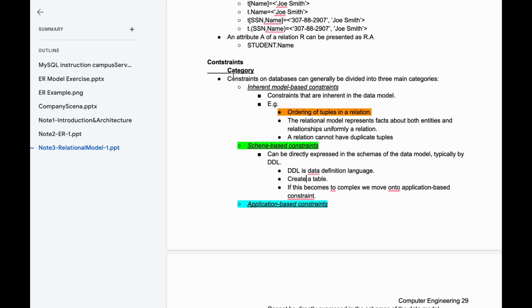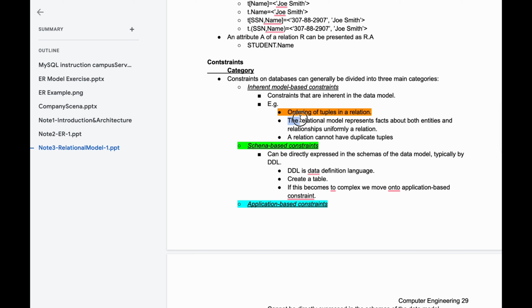So first with category, constraints on databases can generally be divided into three main categories. We have our inherent model-based constraints, which we'll look at here. We have schema-based constraints and application-based constraints. Constraints that are inherited in the data model are inherent model-based constraints. And for an example, we have ordering of tuples in a relation.